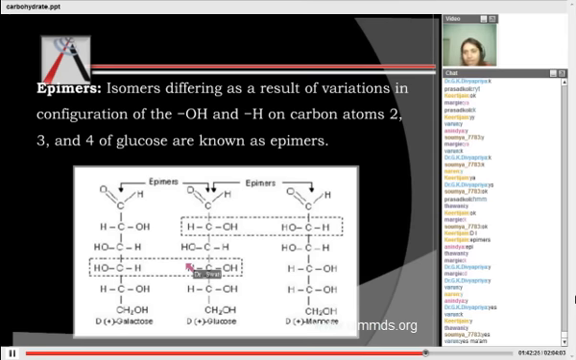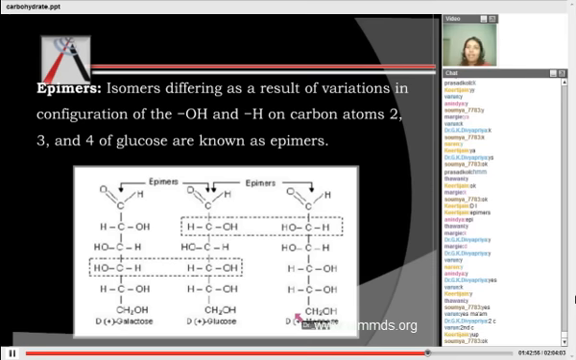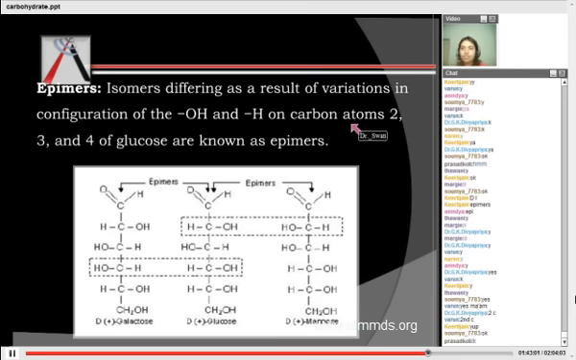Both are D, because at the fifth carbon both have OH on the right side. Now if you notice here the second carbon, as compared to glucose, mannose's second carbon has OH and H interchanged. So mannose is an epimer of glucose at the second carbon atom. So it is D-mannose. Similarly for L-glucose we will have L-galactose, L-mannose, etc. Right?